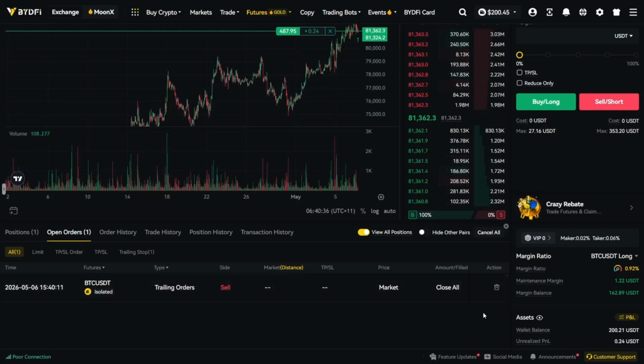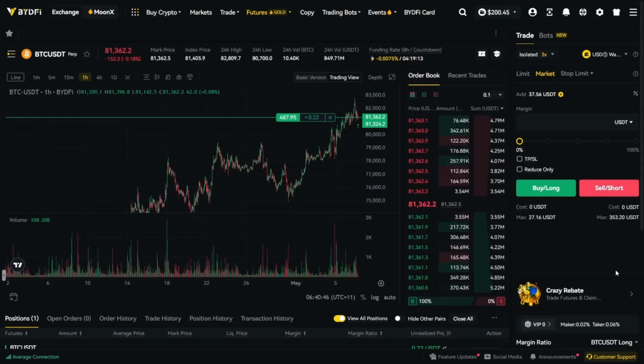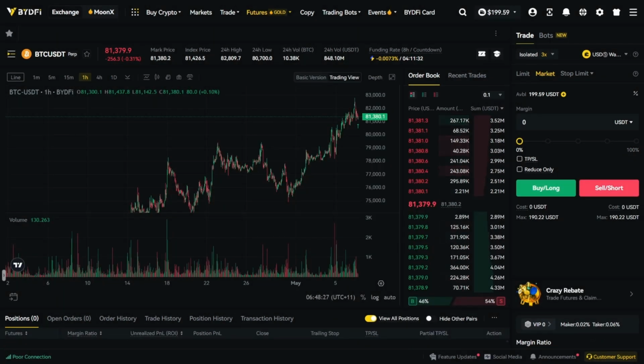To cancel the order, under action, we can just click on this garbage bin. And finally, to close our position, we can do so in the order section. We are doing a market sell of our whole position, and we are going to sell. And that wraps up our take profit and stop loss tutorial on the BYDFi exchange.